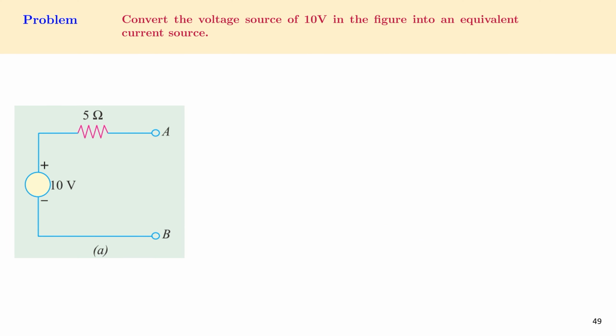Let's try to do this problem. Convert the voltage source of 10 volt in the figure to an equivalent current source. In the figure, we have a 10 volt voltage source and a series resistor of 5 ohms. Points A and B are open, and we have to convert this voltage source into an equivalent current source. Let's see how.